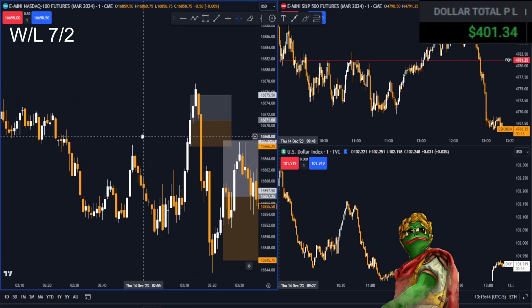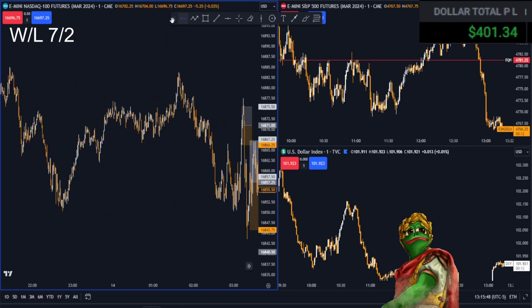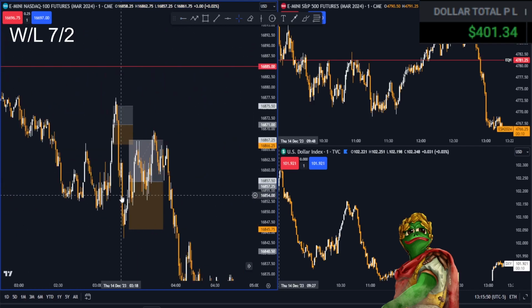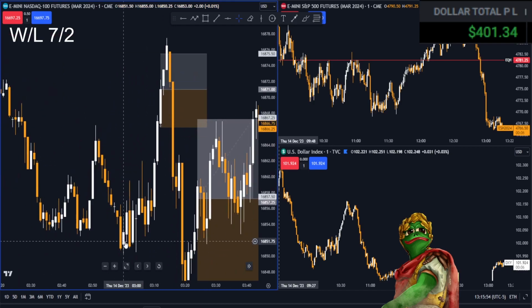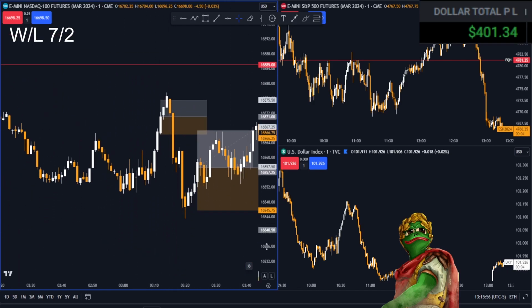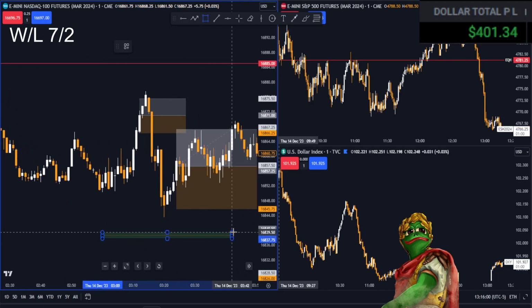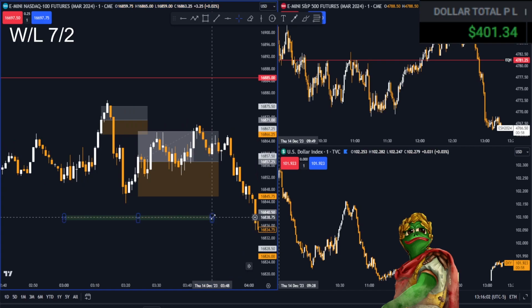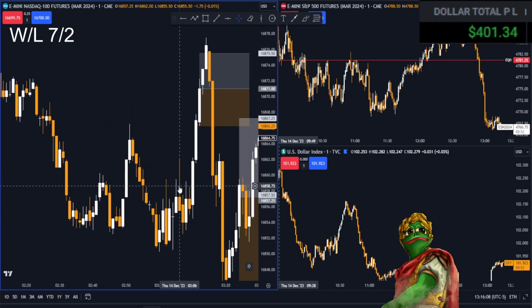Right here, I was expecting that we are gonna go for this draw on liquidity right here. And the time is important, from 3 o'clock to 4 o'clock. Okay, so that's my time when I trade in the morning. 3 to 4 o'clock. So I was waiting.